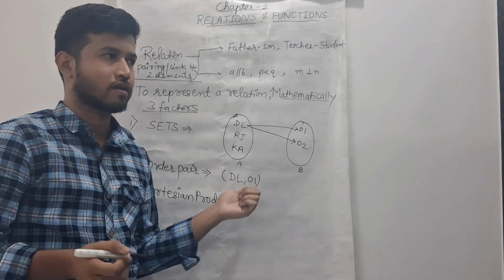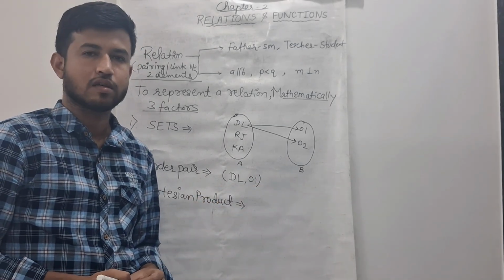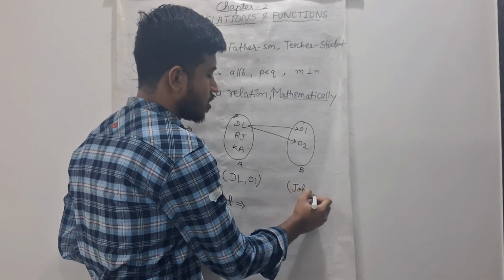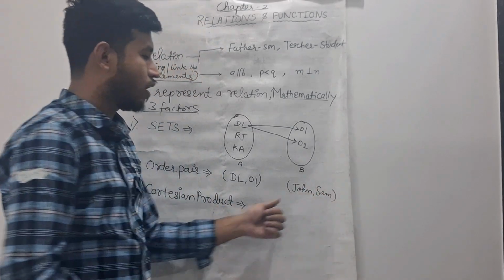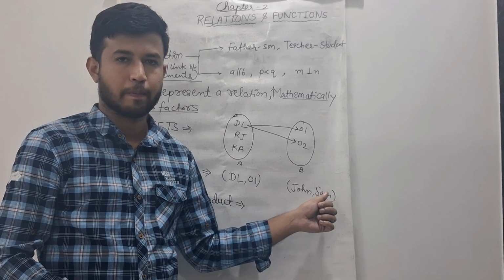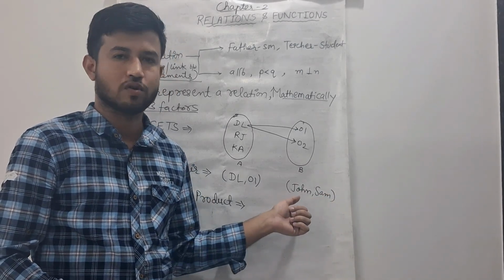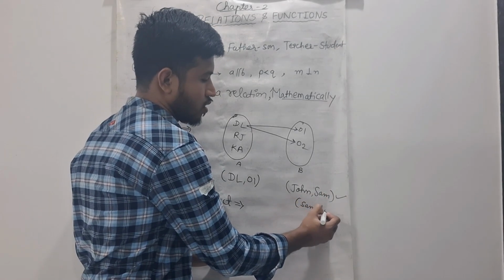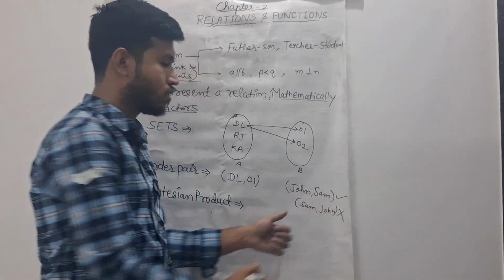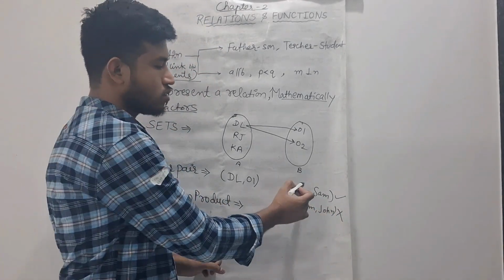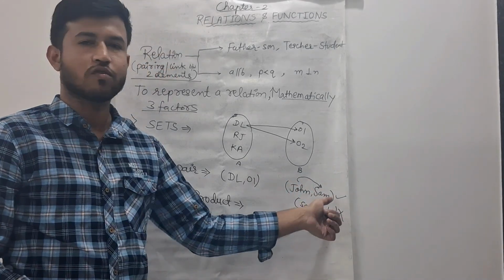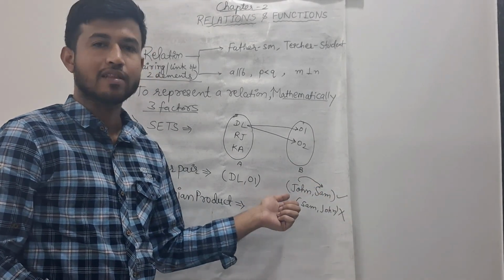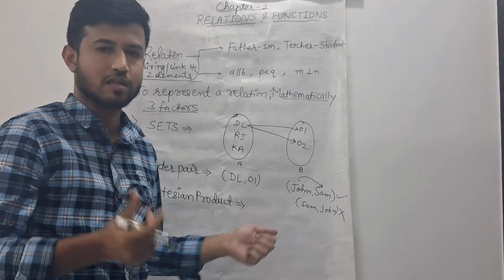So why do we need order in a relation? Suppose let's take an example. I am saying that John is father of Sam, but here Sam cannot be father of John. So this is correct, but the other cannot be possible because John is father of Sam, Sam is not father of John. So order is necessary to give meaning to a relation.